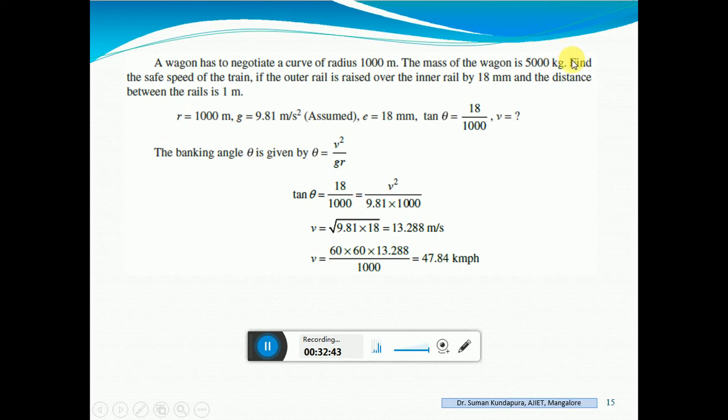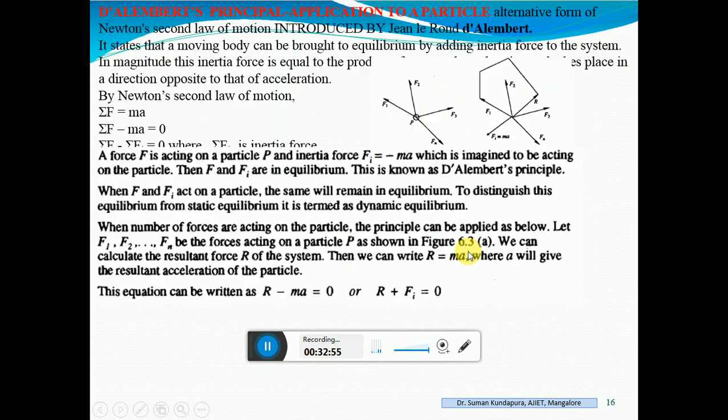What is asked? They have asked to find the safe speed of the train. We are not using the mass anywhere. So directly you will get 47.84 kilometer per hour. Okay. Next. So usually that sort of problem will come in the super elevation.